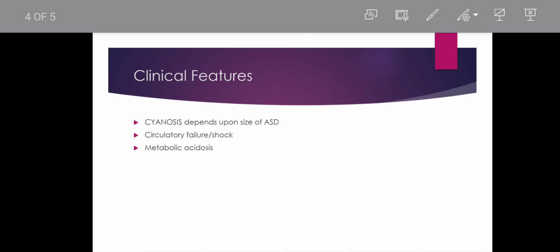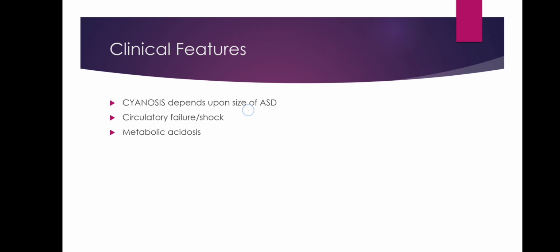So how does it present clinically? There is circulatory failure just after birth, or the patient may have cyanosis, and this cyanosis depends upon the size of the ASD. If the ASD size is large, then there is low cyanosis, and if the ASD size is small, there is more cyanosis and circulatory failure.